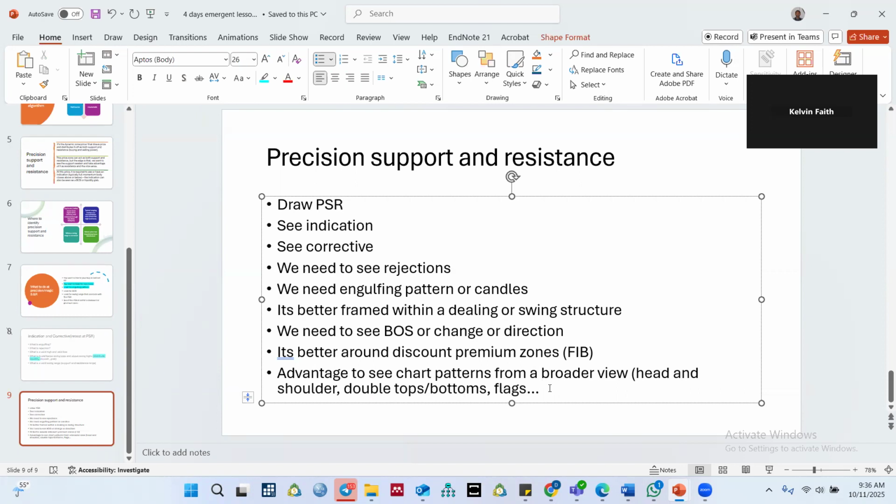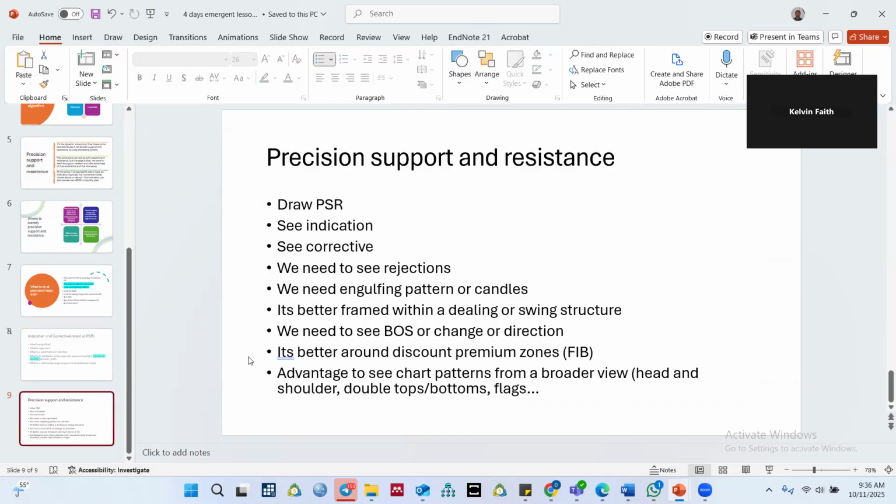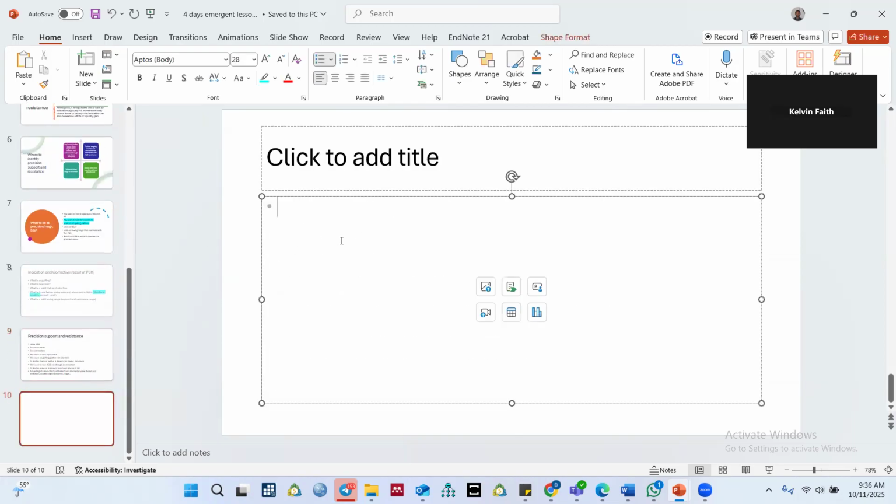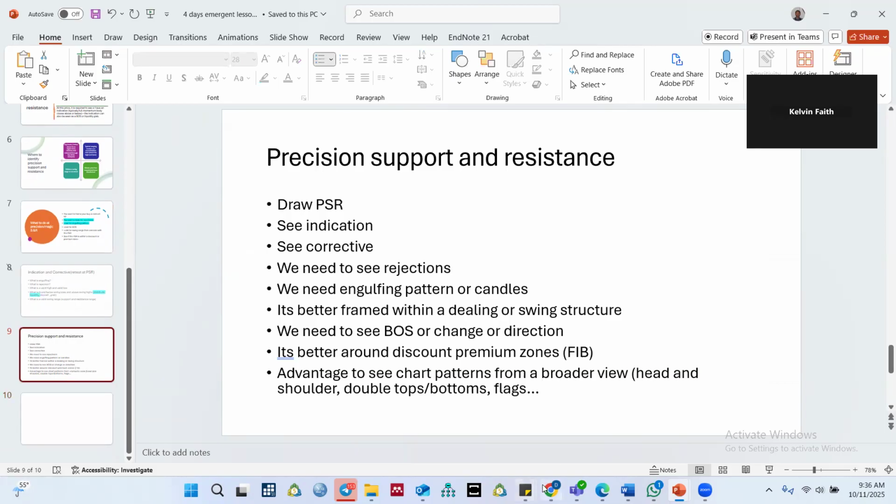And then also I like to see the flags if I'm looking for continuation. Great. So these are some of the things that we want to see when we are using precision support resistance to frame our setup. So let's quickly go to the chart.